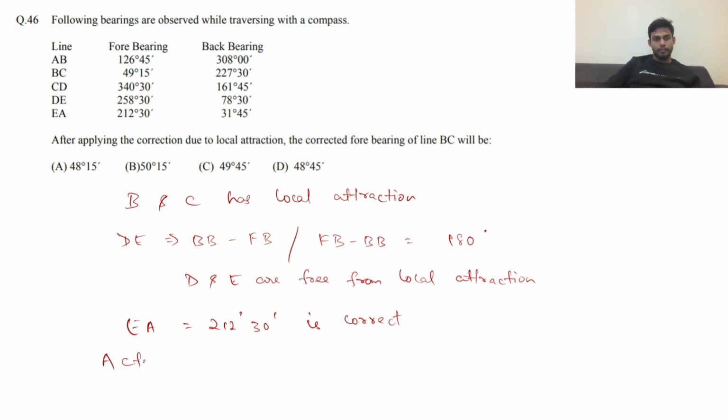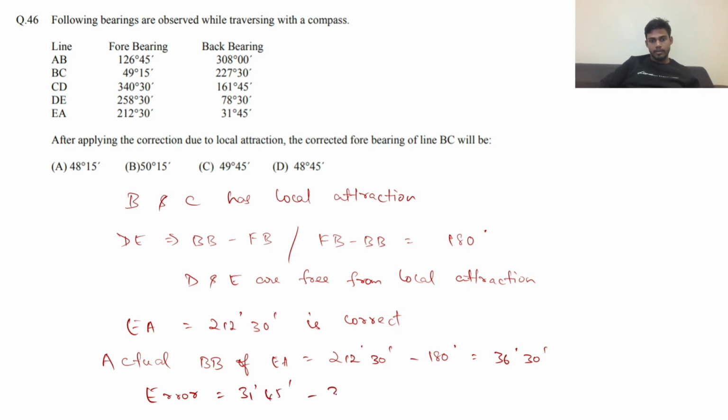The actual back bearing of EA will be 212 degrees 30 minutes minus 180 degrees, which is equal to 32 degrees 30 minutes. But in the question it is given as 31 degrees 45 minutes. So the error is equal to 31 degrees 45 minutes minus 36 degrees 30 minutes, which is equal to minus 4 degrees 45 minutes. Minus 4 degrees 45 minutes is the error.